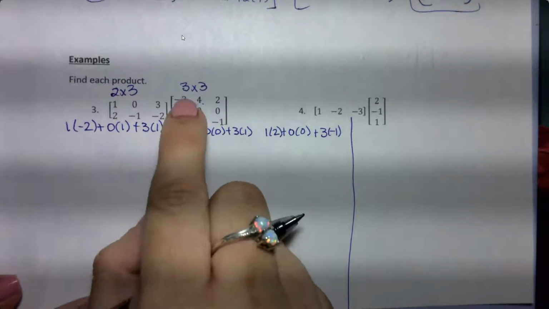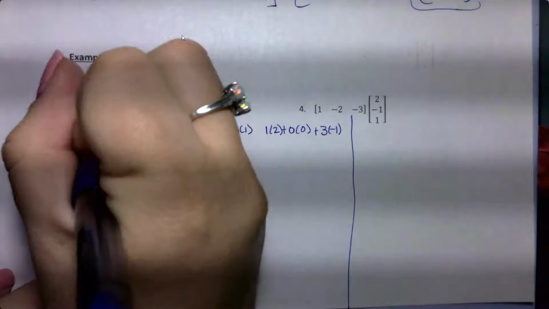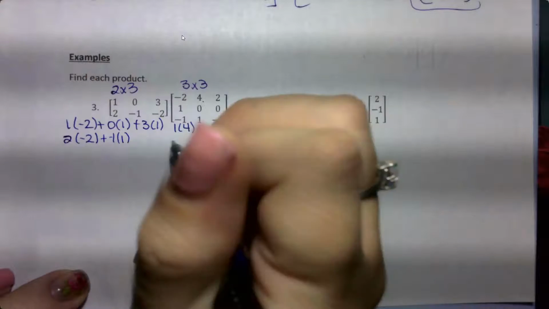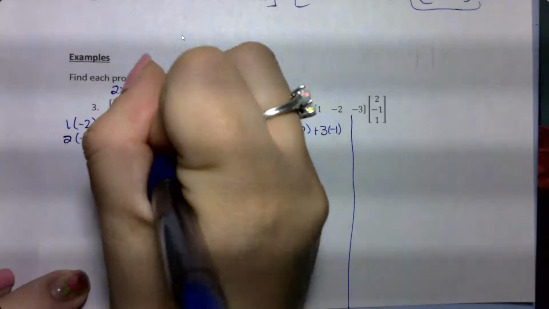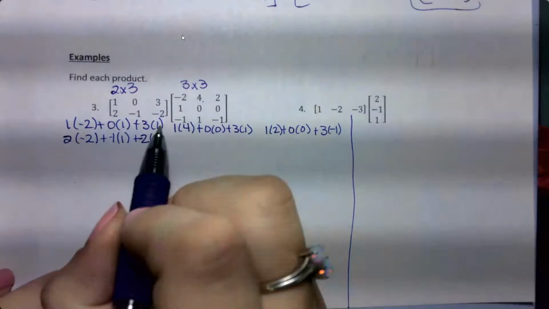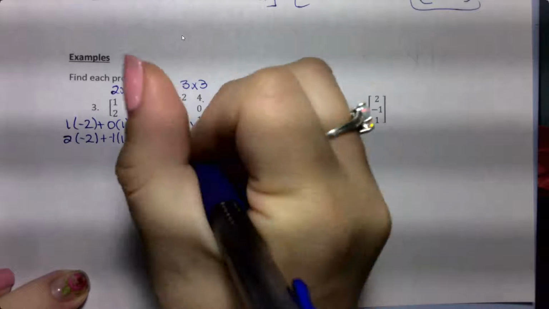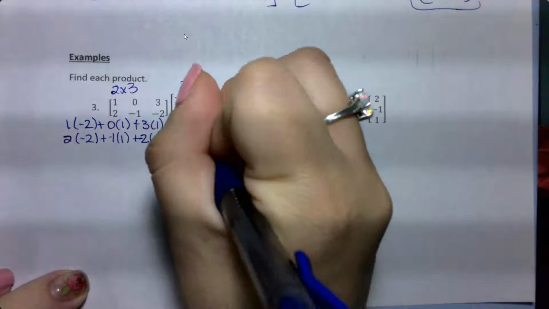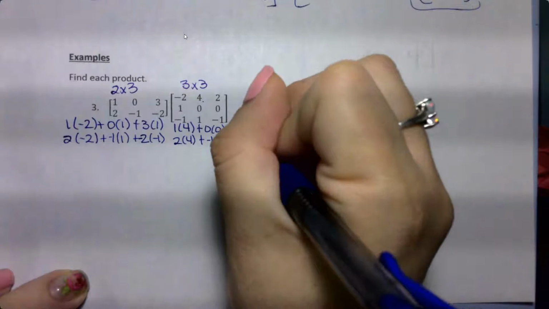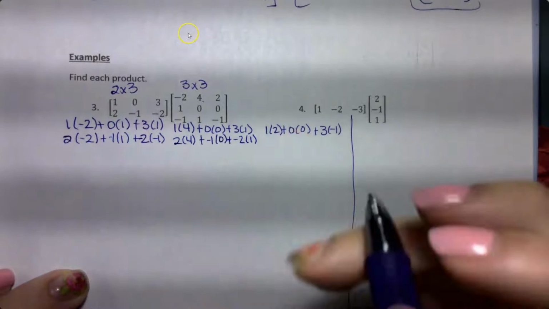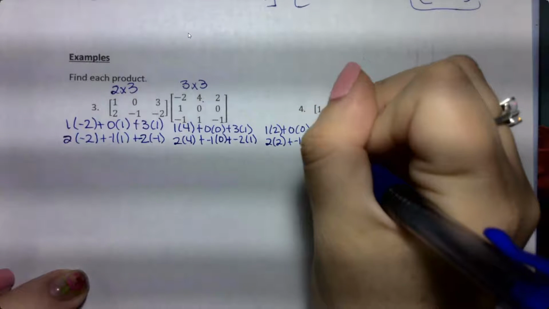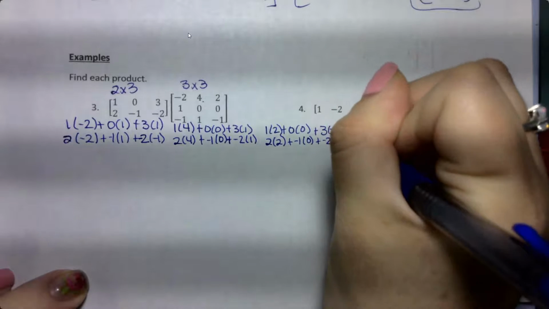Then I'm going to do second row, first column. I have 2 times negative 2 plus negative 1 times 1 plus negative 2 times negative 1. Second row, second column, 2 times 4 plus negative 1 times 0 plus negative 2 times 1. Second row, third column, 2 times 2 plus negative 1 times 0 plus negative 2 times negative 1.